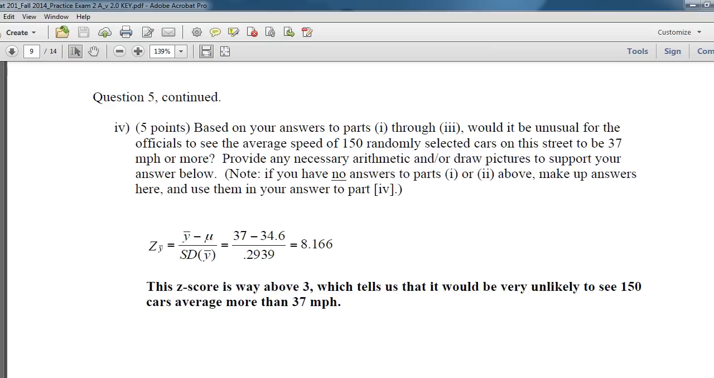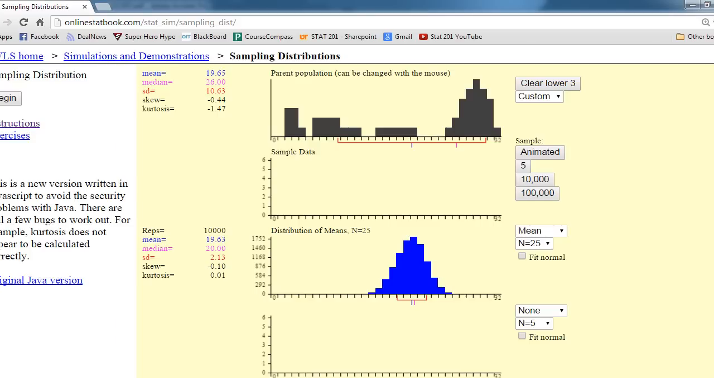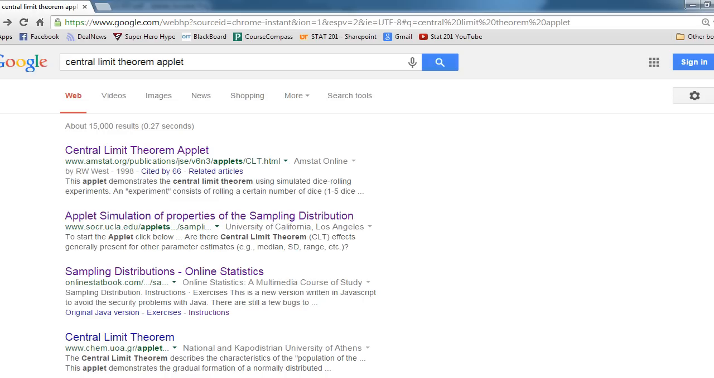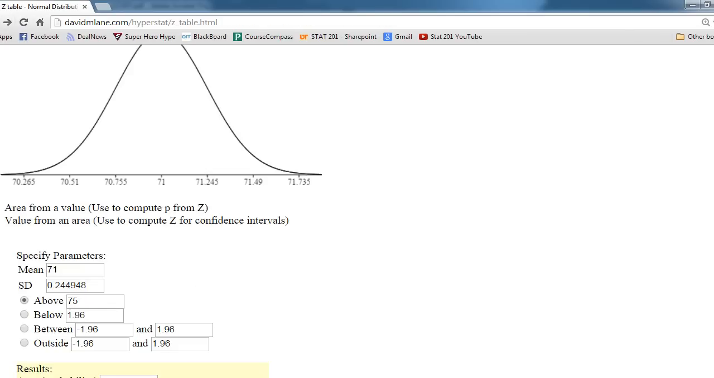Based on your answers to parts 1 and 3, would it be unusual for the officials to see a speed of 37 miles per hour or more? We can get the z-score, and we can also visualize it. We see observation minus mean over standard deviation. Observation being the sample mean, mean being the mean of our data, and standard deviation being obtained from the previous parts. So we can visualize this with the David M. Lane applet. Let's put in our mean of 34.6, what we expected, and our standard deviation of 0.2939.